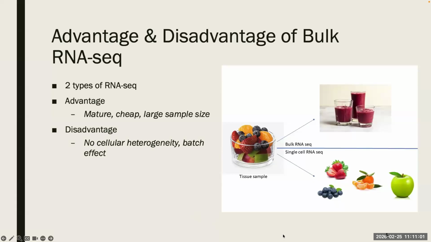So some advantages of bulk RNA sequencing include it's a very mature technology and relatively cost-effective. And there's already a large amount of bulk RNA sequencing data sets available on the internet. For its disadvantages, it cannot resolve cell type specific expression since averaging hides cellular heterogeneity. And there's also the issue of potential batch effect.